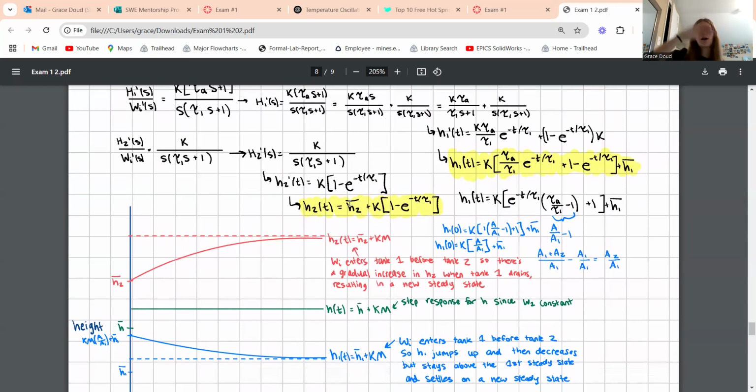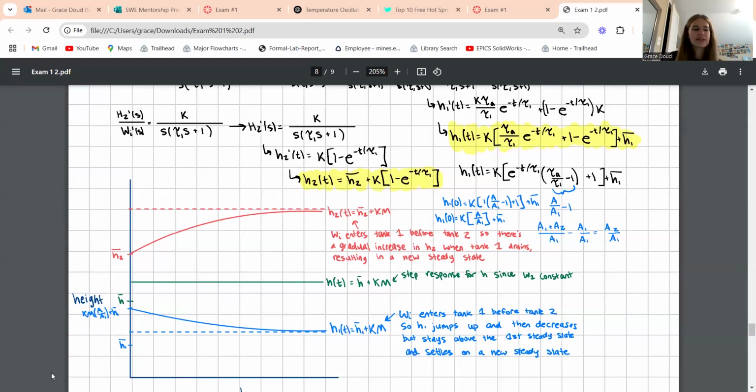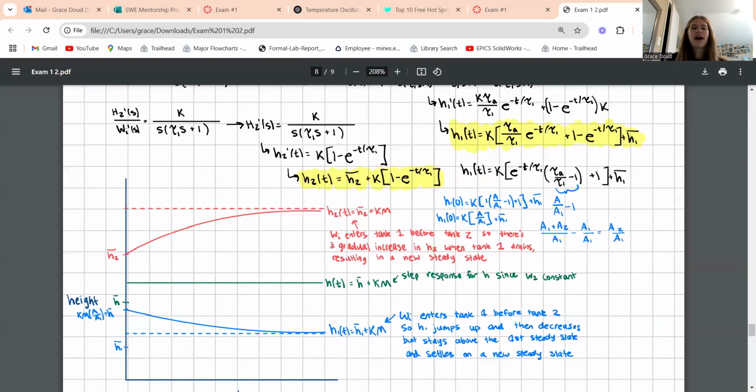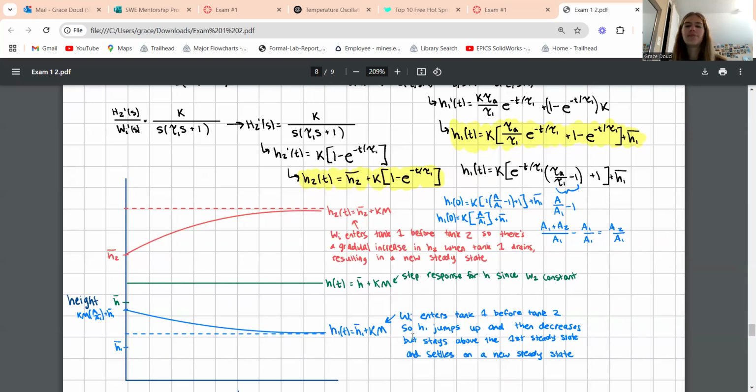H2 is going to be approaching 1, I guess, because of this 1 minus e to the negative t. And then it's going to be the opposite for this one, because when you simplify it down, it's e to the negative t, and then that times -1. So it's the opposite of this one, so it's going to be decreasing. And it makes sense conceptually too. For H1, since Wi enters tank 1 before tank 2, H1 is going to jump up and then decrease. And then the opposite for H2, since it enters tank 1 first, it's going to slowly increase as tank 1 drains into it and reaches that new steady state.